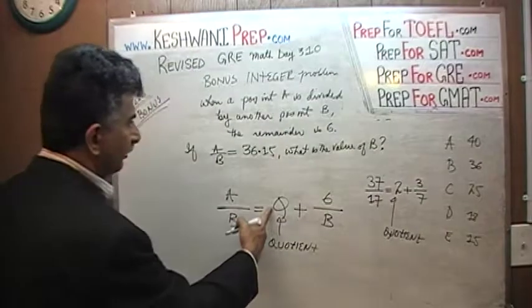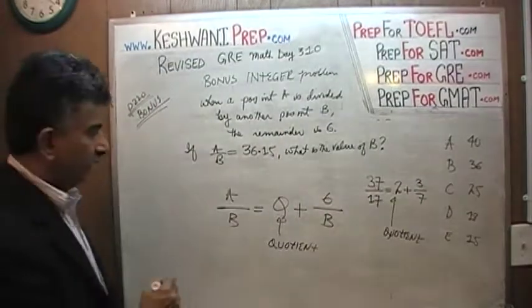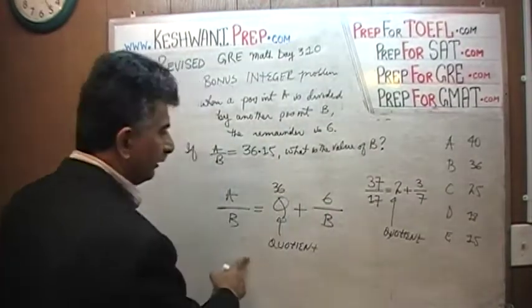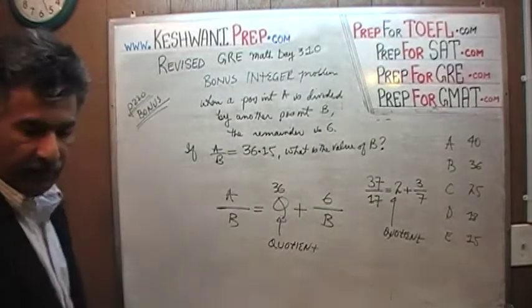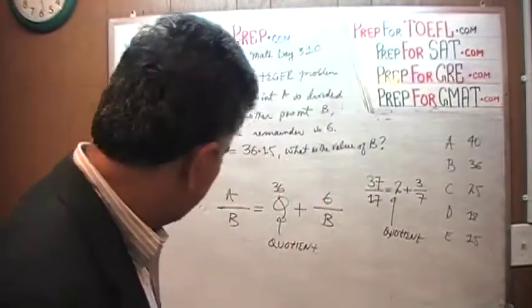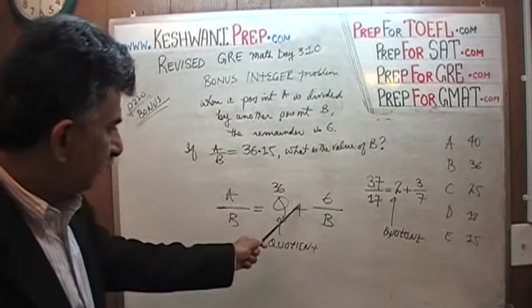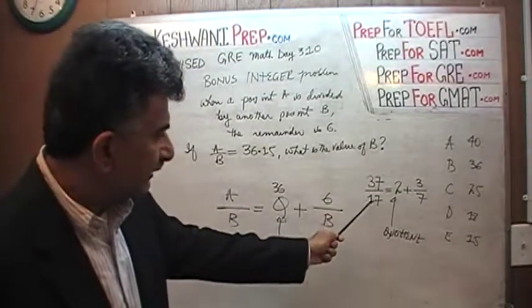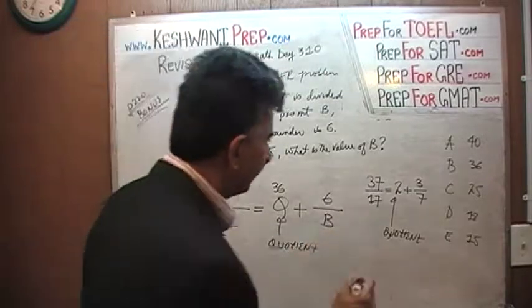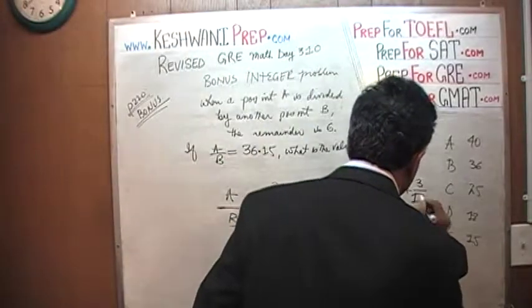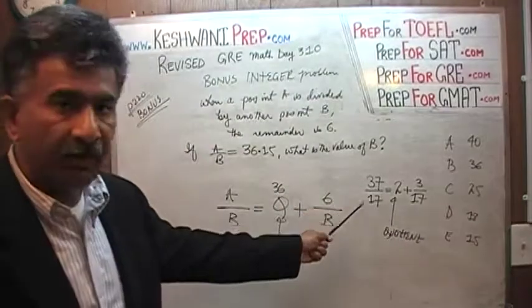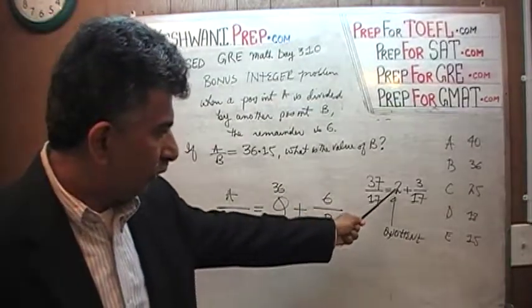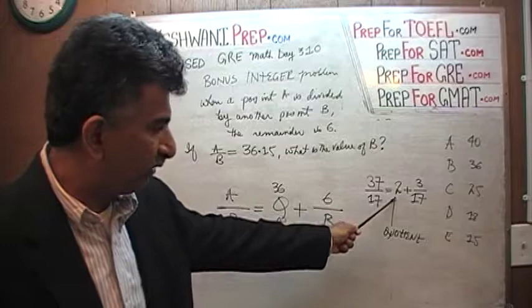In this case, our quotient, the Q, is 36. So this quantity A over B has to equal 36 plus 6 divided by B, because we're dividing it by B, just like here. 37 divided by 17, it should say 17, not 7. 37 divided by 17 has to equal 2, which represents 34 over 17.